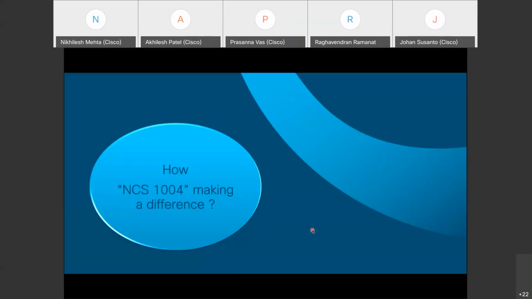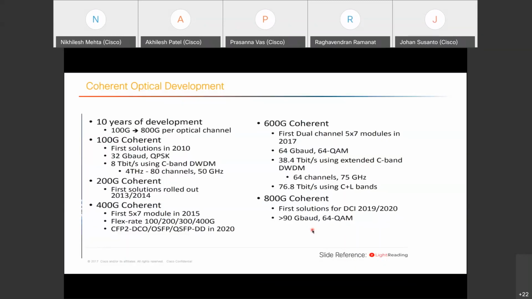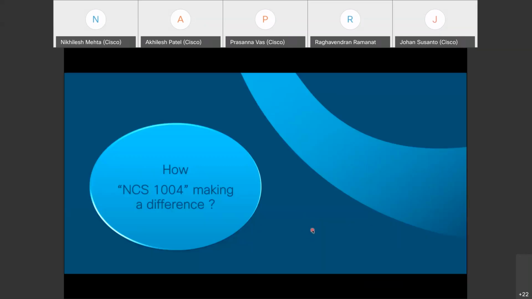Now we will move to the second part of the presentation. Let me know if there are any questions till now. Am I audible? Just confirming. Yes, Akhilesh, you're on. Okay, Akhilesh. Then I will move to the second part of the presentation.